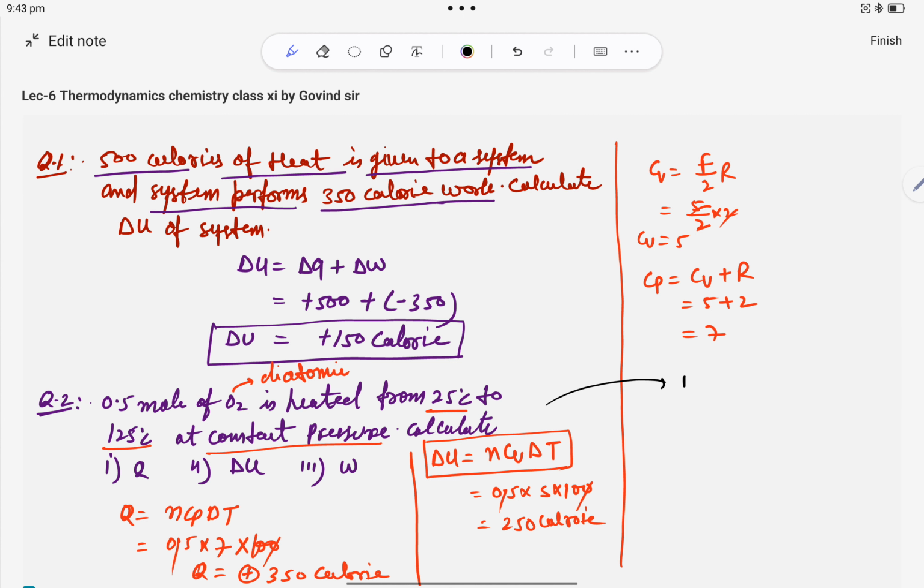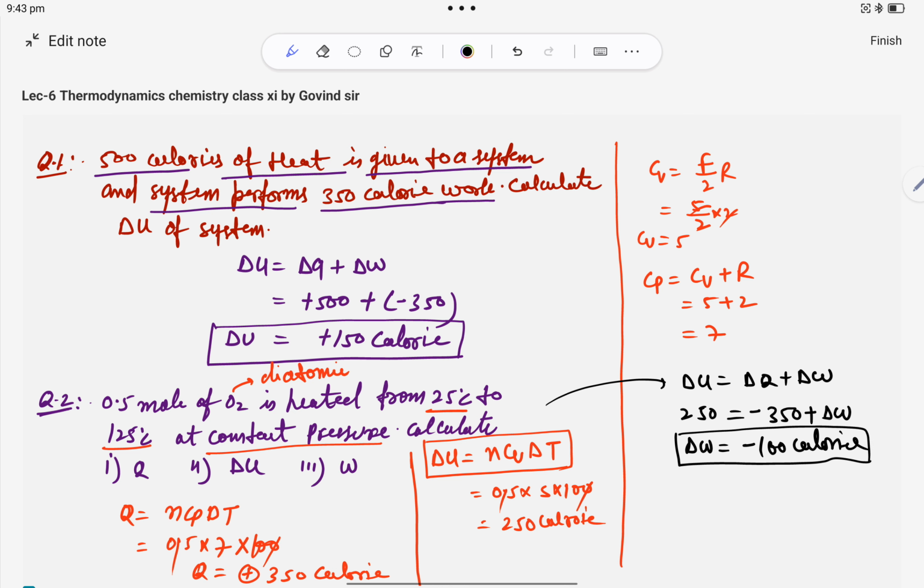Now here W is equal to what? So first law, delta U equals delta Q plus delta W. Delta U is 250, this is 350 plus delta W. So delta W is equal to minus 100 calorie. It means work is done by the system. The system is performing 100 calorie work. Got it? So these are the two questions.